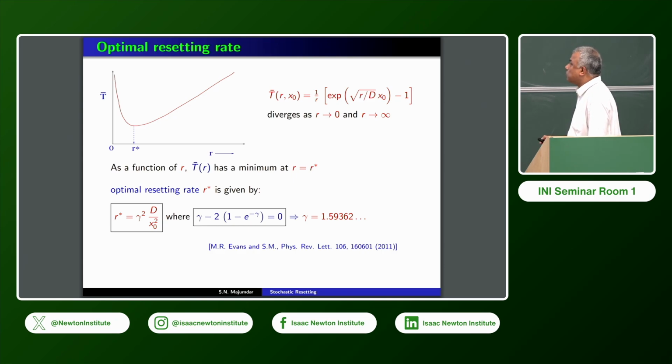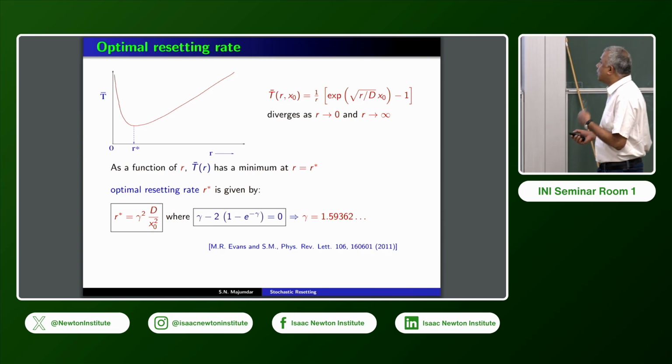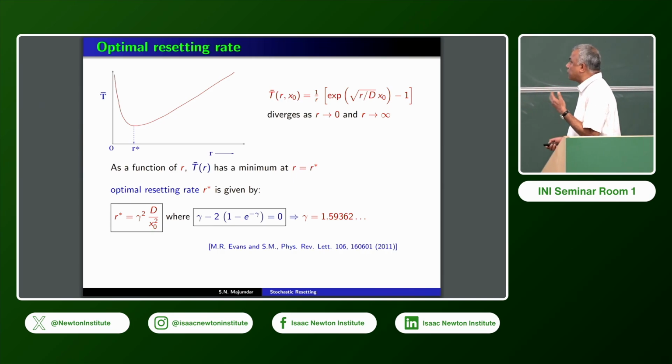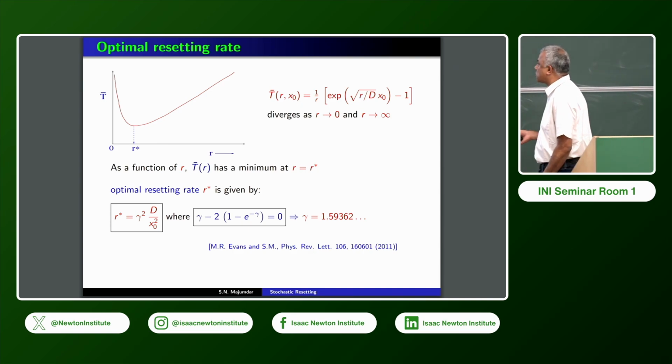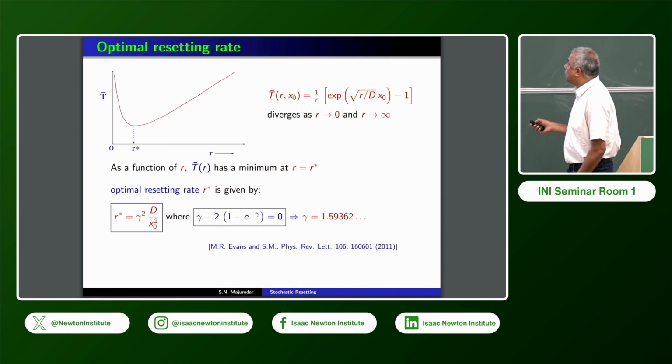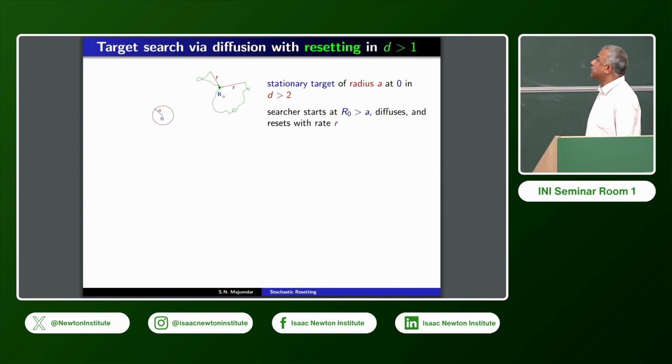the mean search time. Okay, so this is actually very nice because it says that if you set your resetting rate to this value R star, you will find the target very quickly, so it really improves the search time of this random search process of the target. And in fact, the same conclusion holds in higher dimension also.